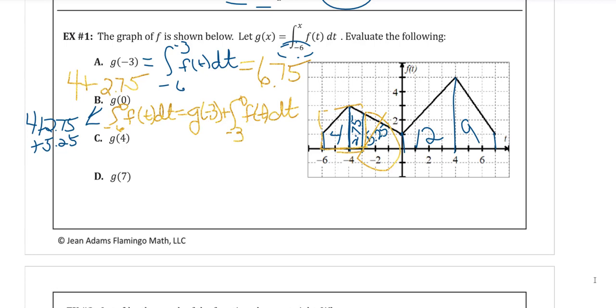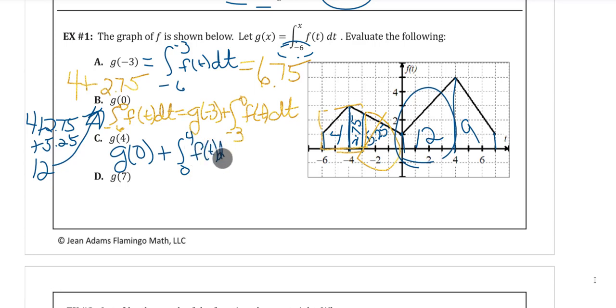So that's going to be a total of 12 square units. So that's B right there. Okay, G of 4, I'm not going to put the integral notation, is now going to be everything we've had, plus we're going to add on our 12 here. So it's going to be G of 0 plus the integral from 0 to 4 of f of t dt. So that's going to be my 12 plus another 12 for the piece we did in this section. So C is 24.